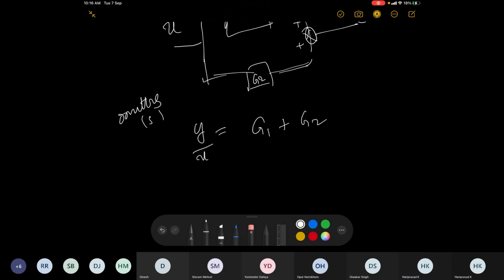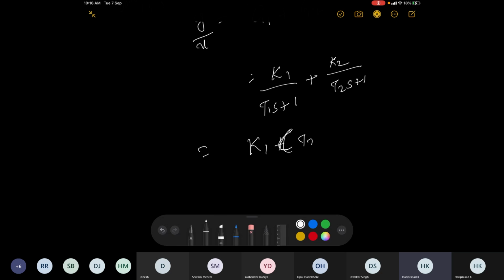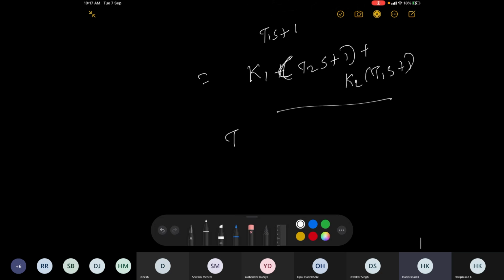Y by U is essentially G1 plus G2. Assuming first order dynamics, let's say K1 by tau1 S plus 1, and K2 by tau2 S plus 1. When you take the LCM and rearrange, you would eventually get K1 times (tau2 S plus 1) plus K2 times (tau1 S plus 1), divided by (tau1 S plus 1) times (tau2 S plus 1).